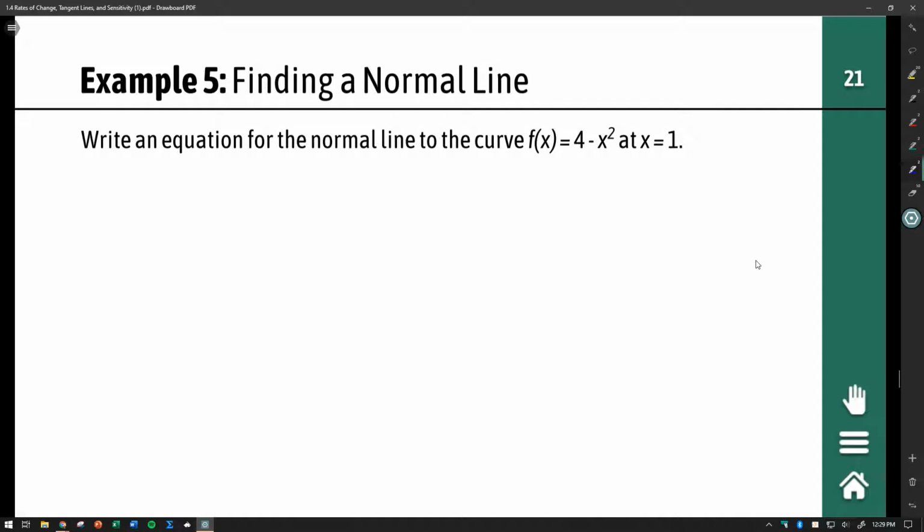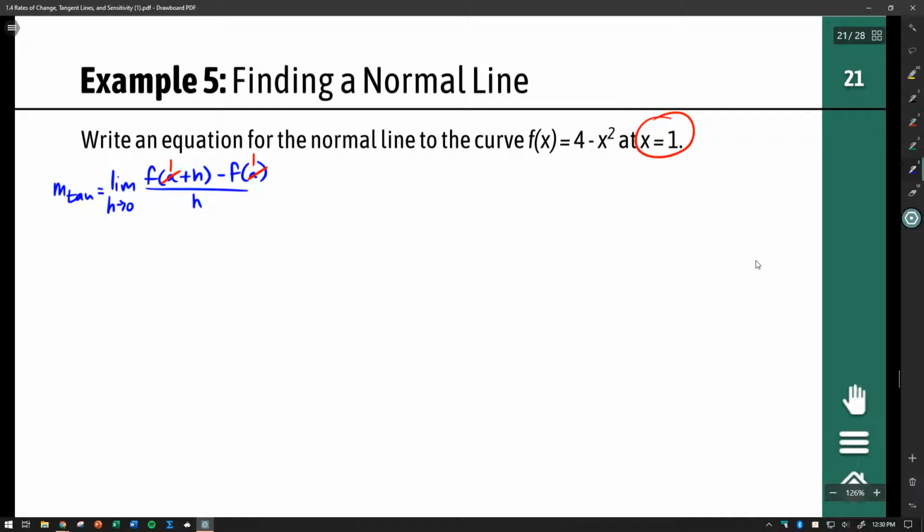Write an equation for the normal line to the curve f of x equals 4 minus x squared at x equals 1. So let's begin with the formula that we know is used for the slope of the tangent line. That m tangent we know is the limit as h approaches 0 of f of a plus h minus f of a all over h. Now in this case, we're going to replace the a with x equals 1 because we know where exactly we want to find that point. So let's get started then.